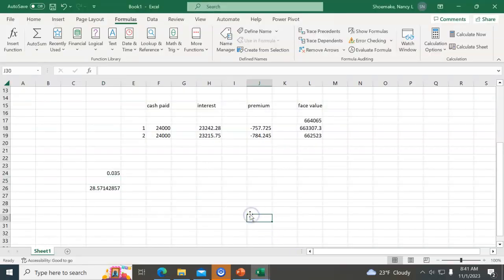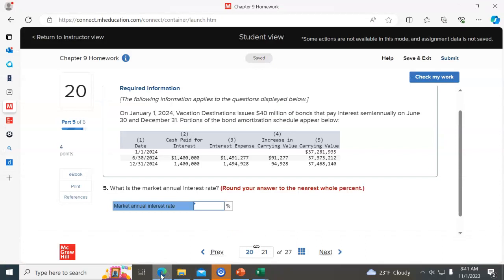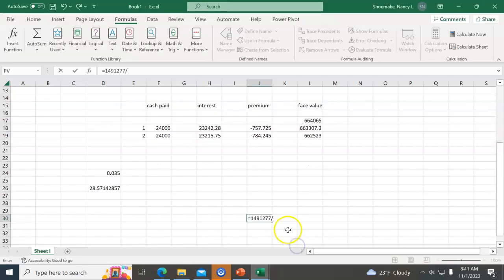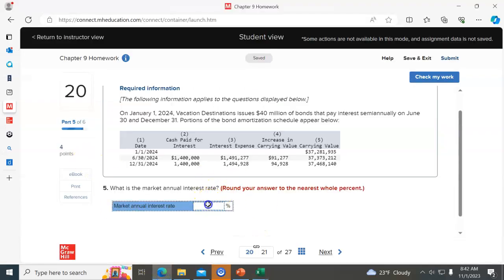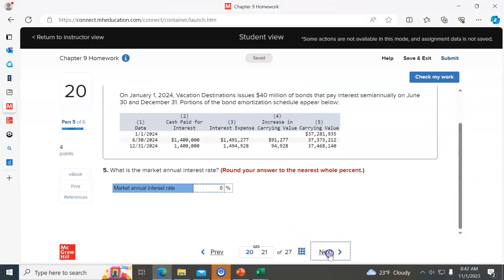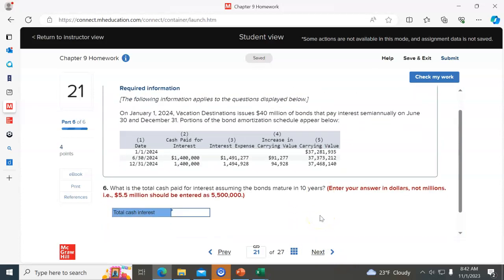So 1,491,277 divided by 37,281,935. The period rate is 4% market rate. What would it be annually? Does that make sense, guys? Okay.